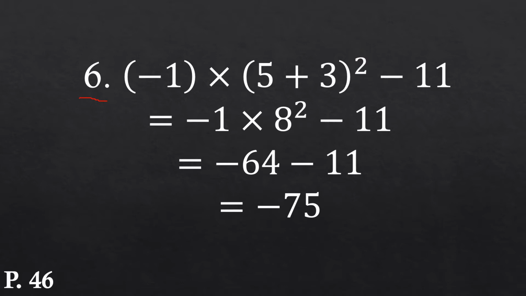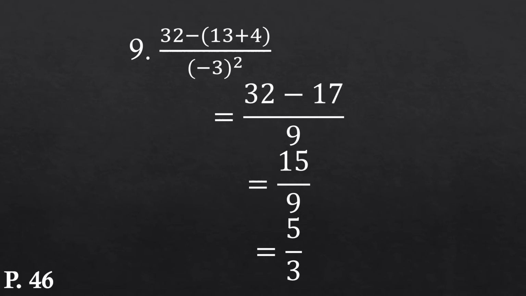So I think it's better to add them and then find the power. 5 plus 3 equals 8. 8 power 2 equals 64. 64 times negative 1 equals negative 64. Minus 11 equals negative 75.